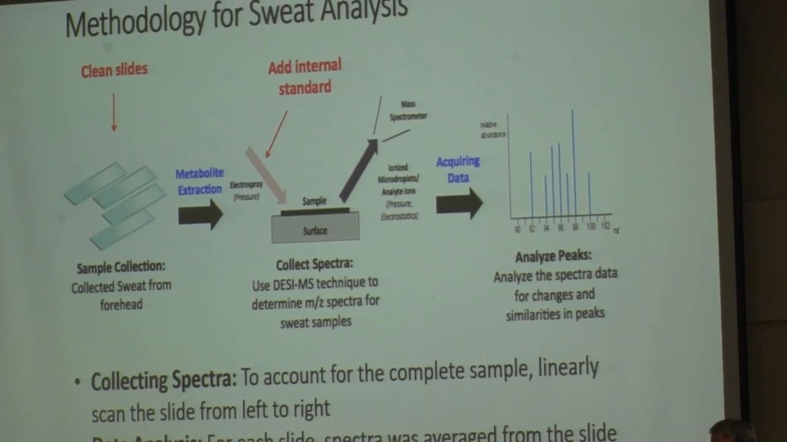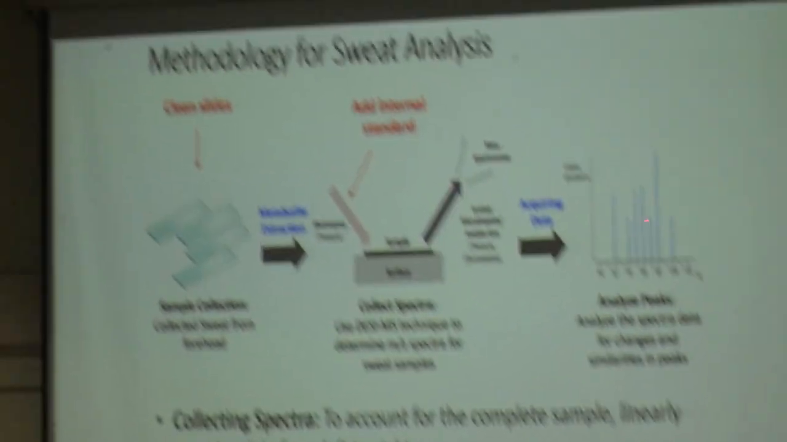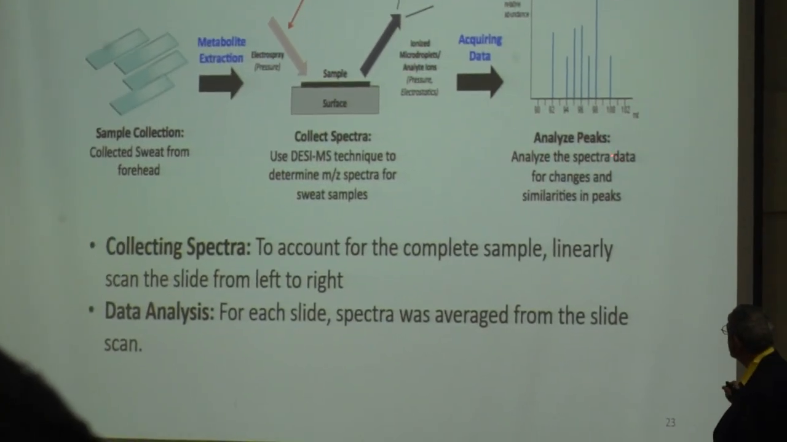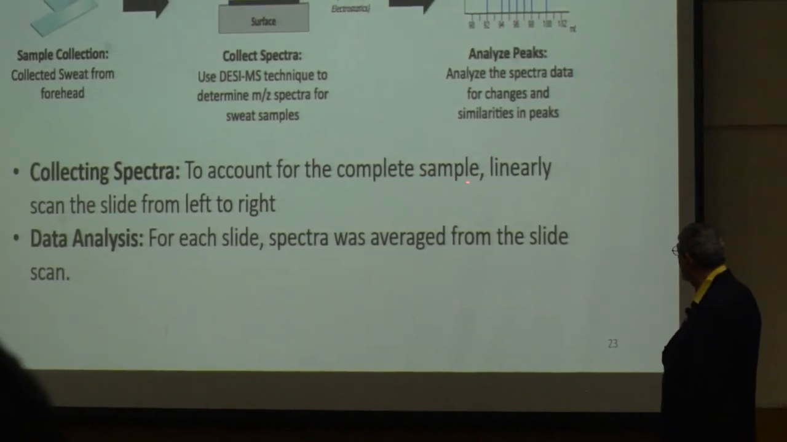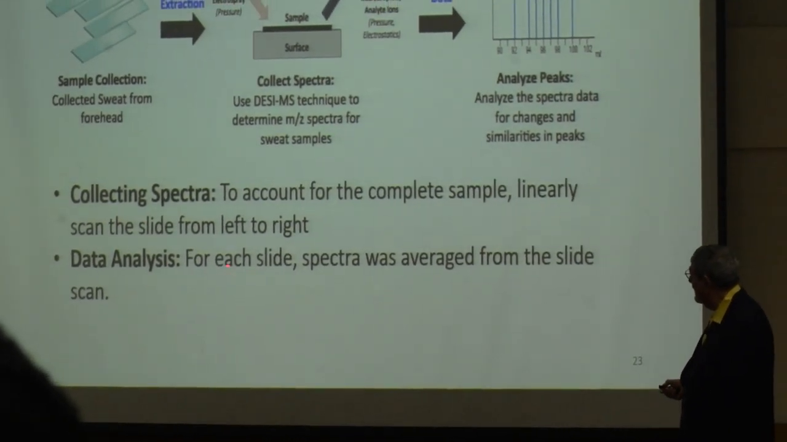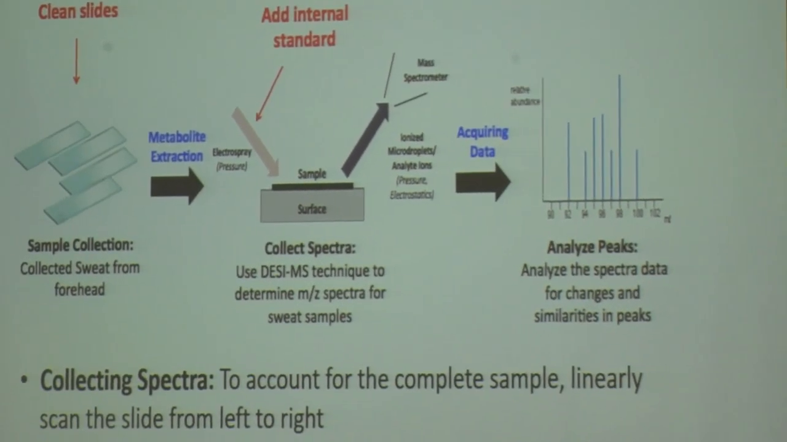Now, I'm not trying to make an image anymore. I just want to get what's there, the signal. Go into our mass spectrometer. Here, we're going to analyze our peaks. And once again, we're going to collect the data to confirm the sample, okay. And for each slide, the spectrum is averaged from a slide scan, a scan across.